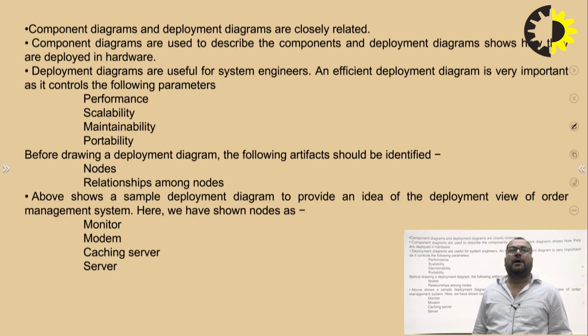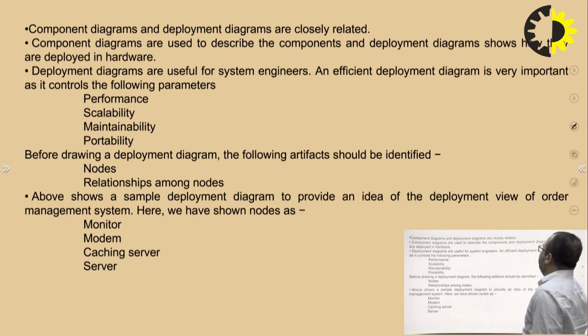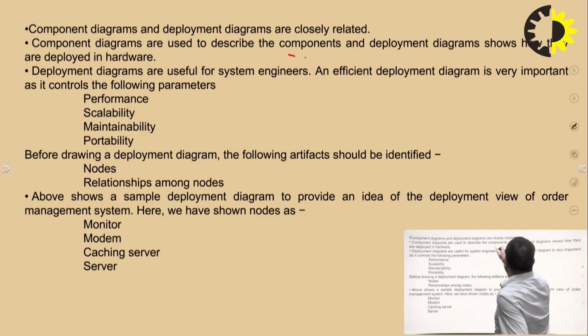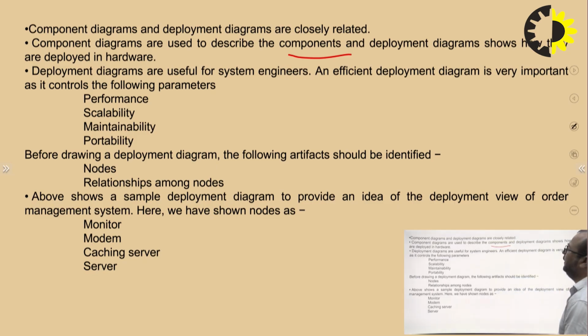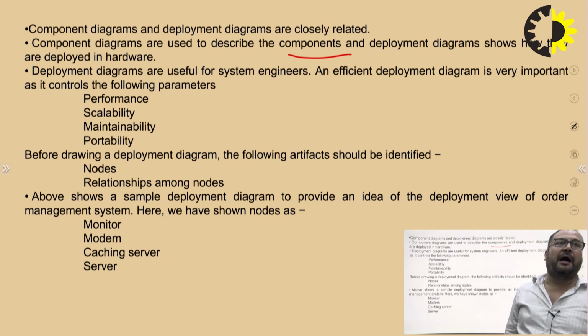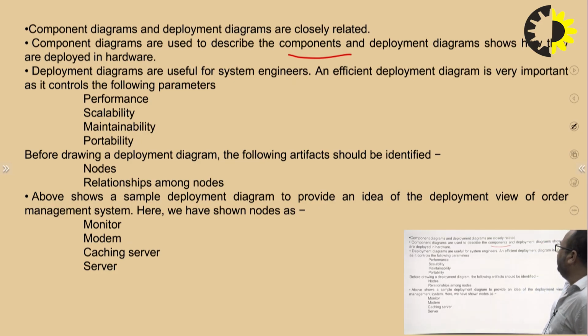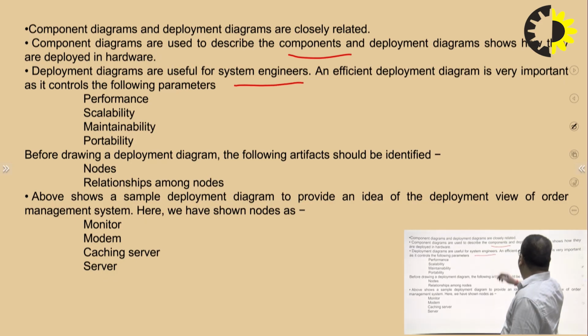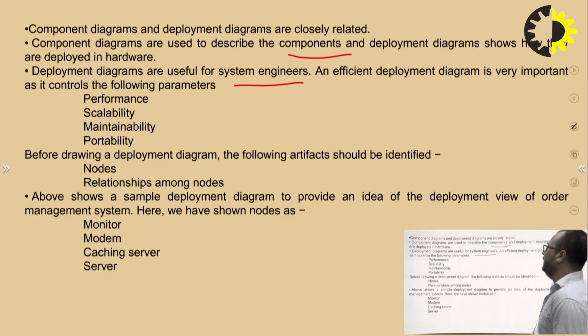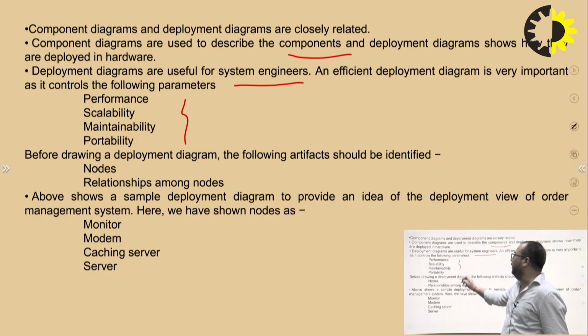Okay. So component diagram and deployment diagram are closely related. Component diagrams are used to describe the components, and deployment diagrams simply show how they are deployed in hardware. Okay, deployment means how it is deployed in the hardware. A component means even the software system. So what are the different files and all those are used in a component. Deployment diagrams are useful for system engineers, right? And an efficient deployment diagram is very important as it controls the following parameters: performance, scalability, maintainability, and portability.